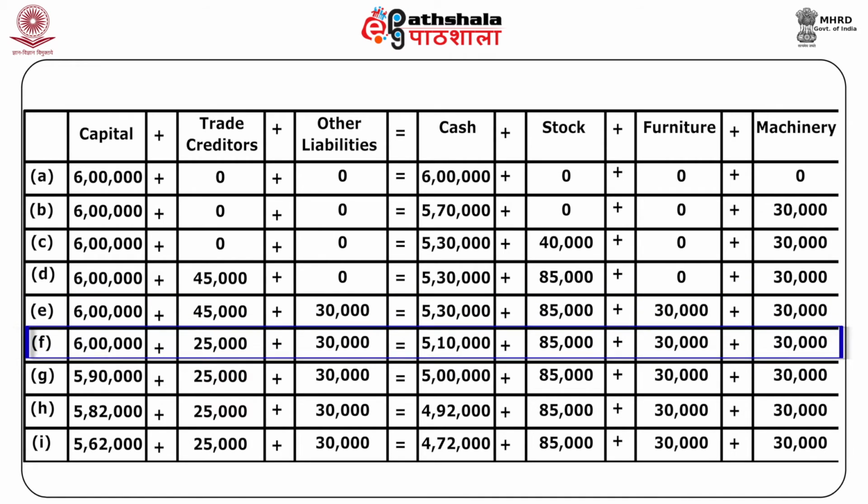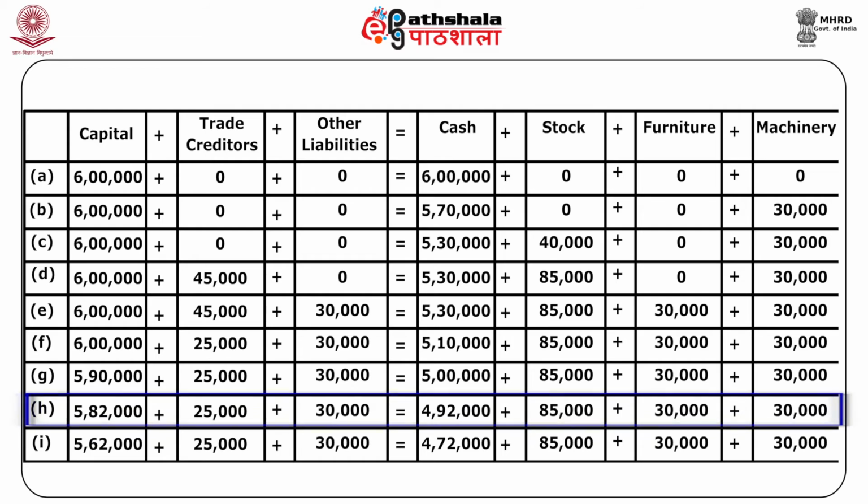On F part, we have 6 lakh of capital plus 25,000 of creditors plus 30,000 liabilities, which will give you 5,10,000 of cash plus 85,000 of stock plus 30,000 of furniture plus 30,000 of machinery. On G part, we have 5,90,000 of capital plus 25,000 of creditors plus 30,000 of liabilities, which will give you 5 lakh cash, 85,000 of stock plus 30,000 furniture plus 30,000 of machinery.